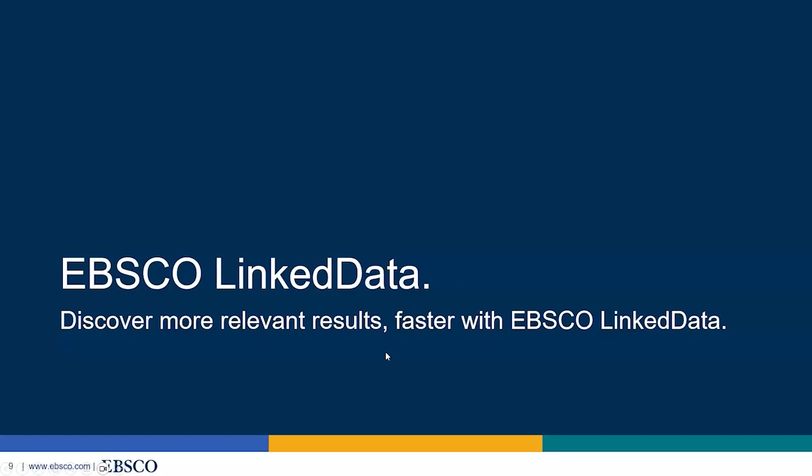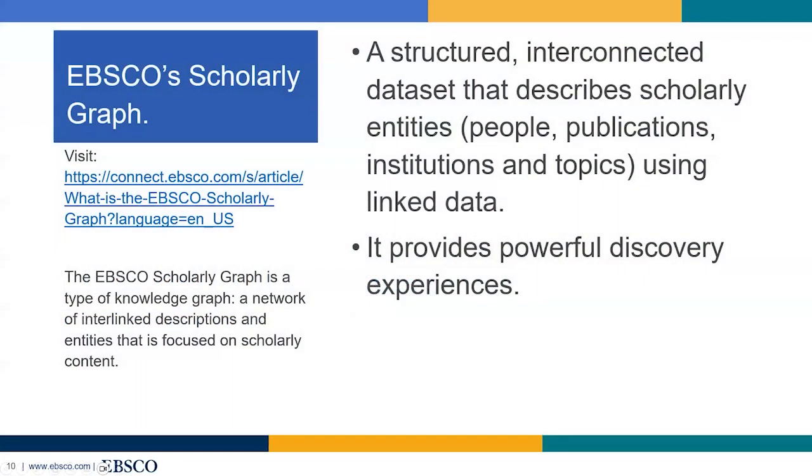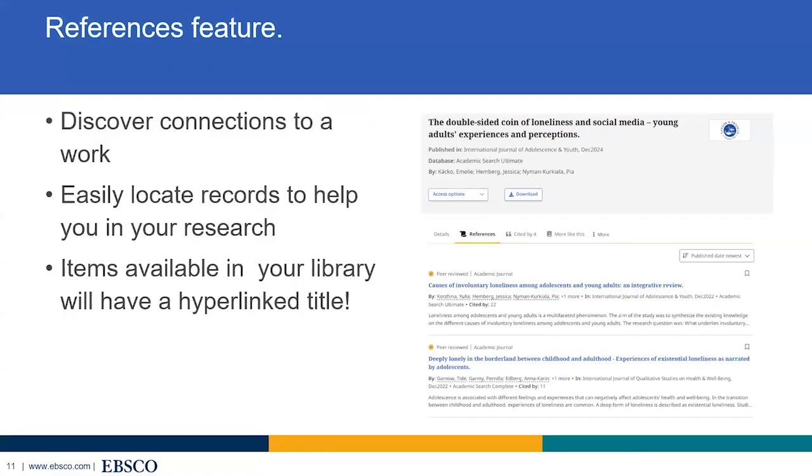Okay, great. So next we have EBSCO link data. Is anyone familiar with EBSCO link data? Have you heard of this term before? Okay, so I'm going to quickly discuss our link data. There are four components. The first thing that I'm going to discuss is the references feature. The references feature will help you discover connections to a piece of research and helps you easily locate records.